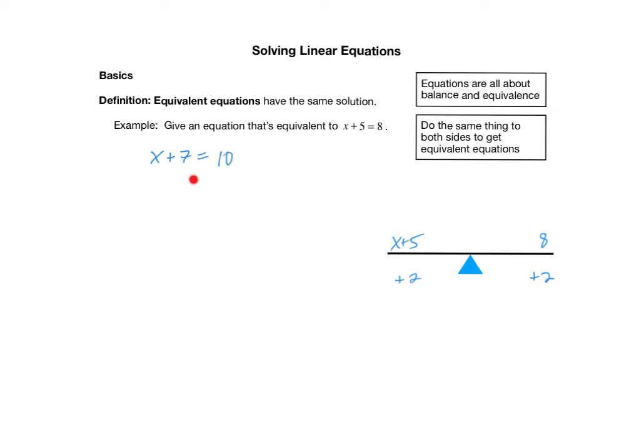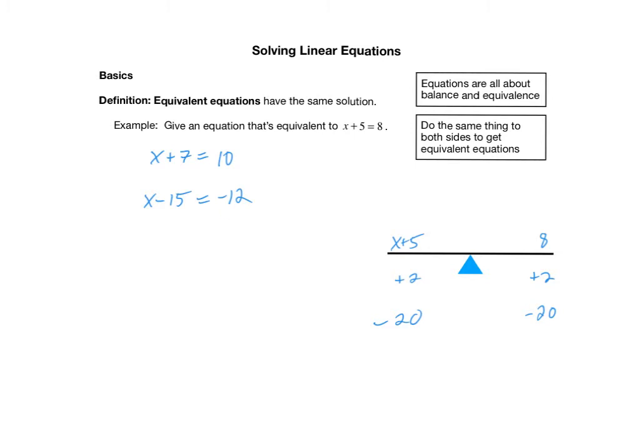This is an equivalent equation to the original x plus 5 equals 8, because 3 plus 7 would give you 10. You could also subtract 20 from both sides. X plus 5 minus 20 would put you at x minus 15, and 8 minus 20 would put you at negative 12. This is still an equivalent equation because 3 minus 15 is negative 12.